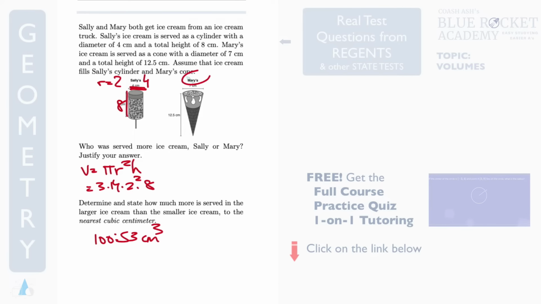Now let's look at Mary over here. This part over here is 7, this diameter. So the radius is going to be equal to 3.5. And then the height is 12.5. In case you're not able to see it, I'm writing it down again.